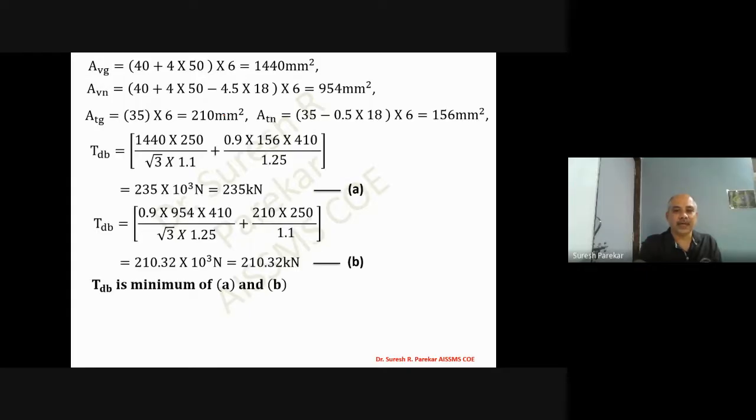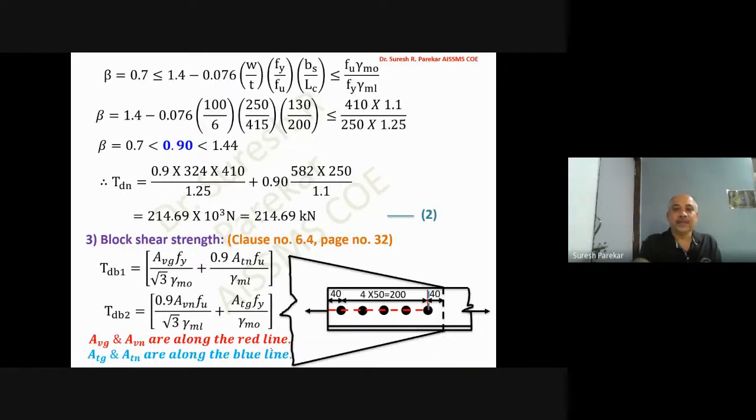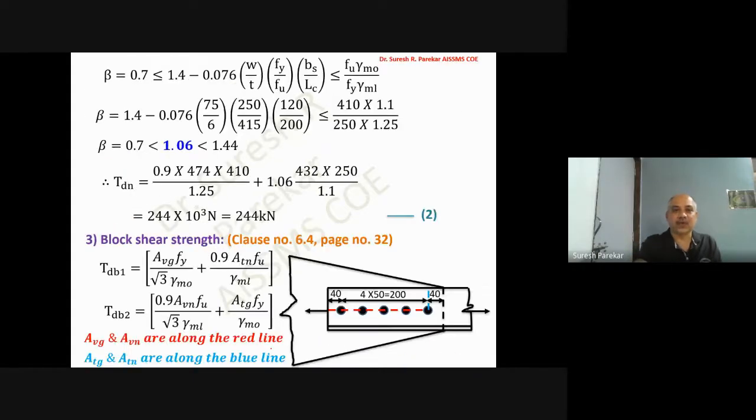From this we will get a change in these values, and then the minimum of A and B we will have as Tdb2. So I will say Tdb1 value is 235 and Tdb2 value is 210.32. The minimum is 210.32, and the minimum of the three we have, block shear strength, 210.32 kilonewtons. So there you see we have 210.32, and here we have the value 223.96 kilonewtons. So this value is greater when the longer leg is connected, so always we will prefer to go for the longer leg.